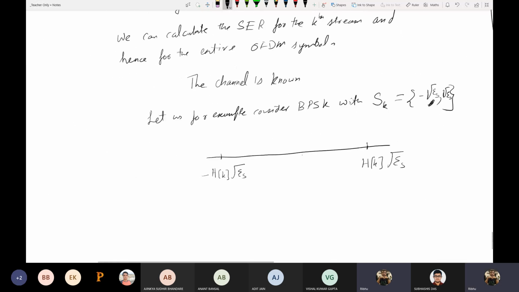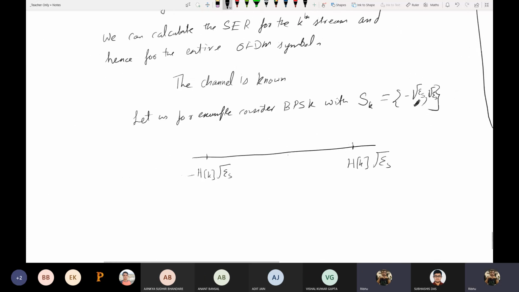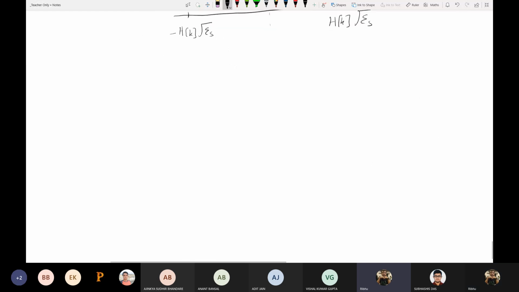Now this will be slightly confusing, because we used capital R for the received symbol, but we also want to denote the achievable rate. Sir, one doubt: is it enforced that h of k will always be positive?